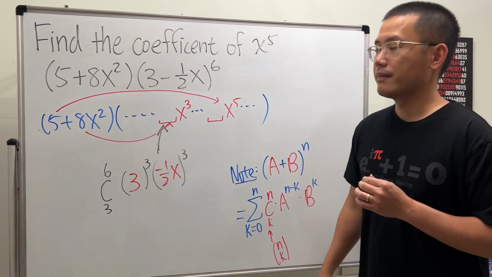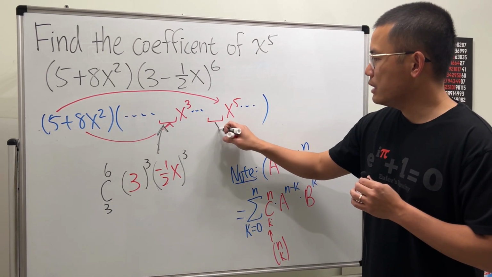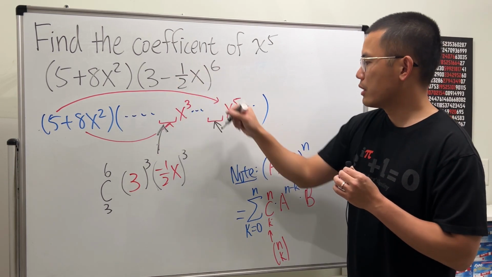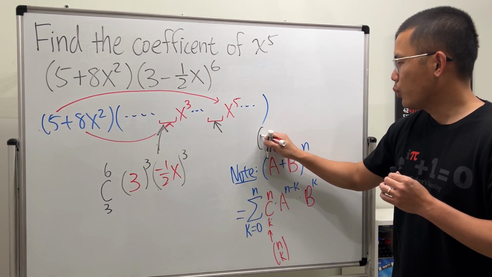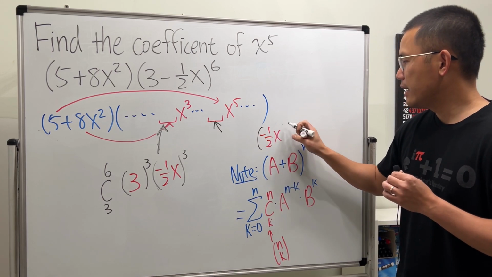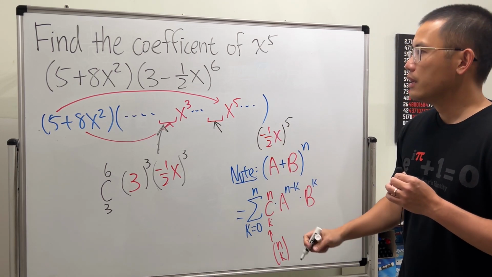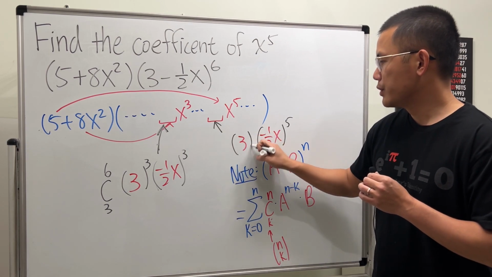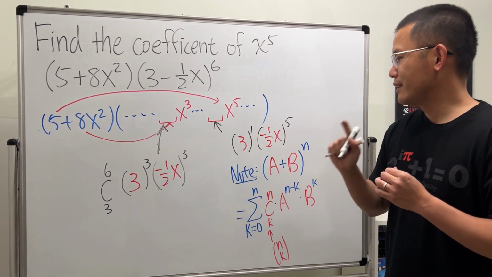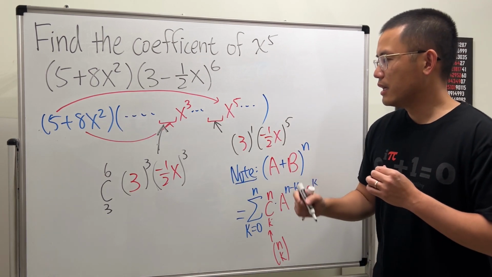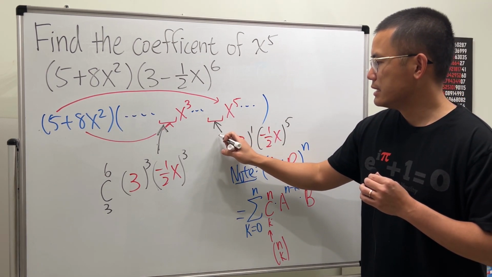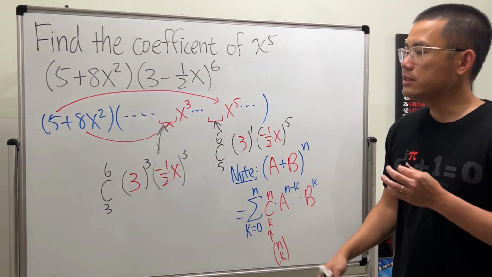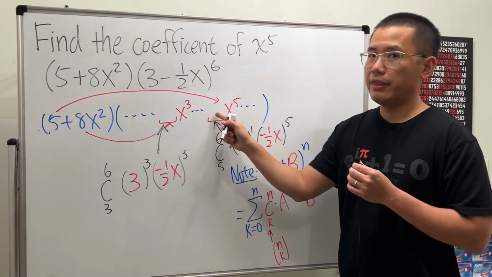Yeah, just like that. Okay. And then for this, same thing. We have x to the fifth, starting right here, so we have negative 1/2 x raised to the fifth power, and then 3 to what power? 1, yes, because they have to add up to 6. And then one more, we will have 6 choose 5. Alright, so these are the coefficients of this and that.